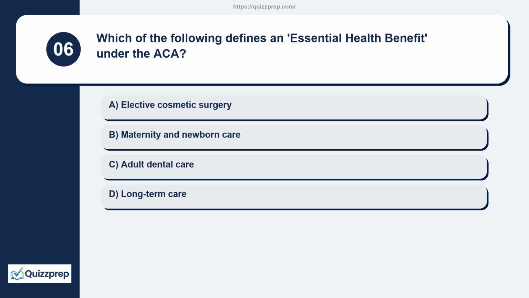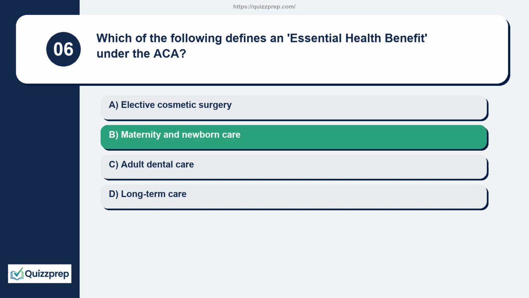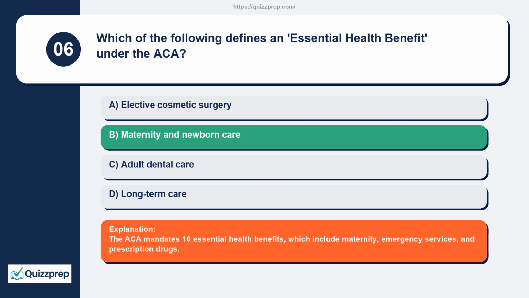Question 6. Which of the following defines an essential health benefit under the ACA? Elective cosmetic surgery, maternity and newborn care, adult dental care, long-term care. The ACA mandates 10 essential health benefits, which include maternity, emergency services, and prescription drugs.